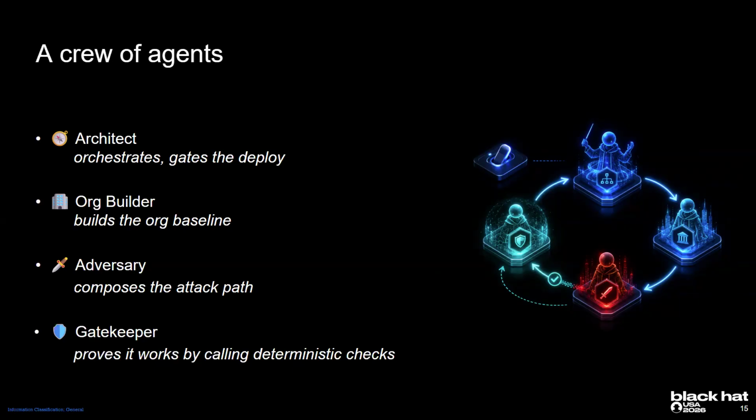And then the adversary agent, that's the one that composes the attack path. And then the gatekeeper agent is the one that proves that the attack actually works. This is the one that calls the deterministic checks to validate if the chain is walkable. It will get some feedback from the deterministic check, so that agent can then try to fix the YAML if something is broken.